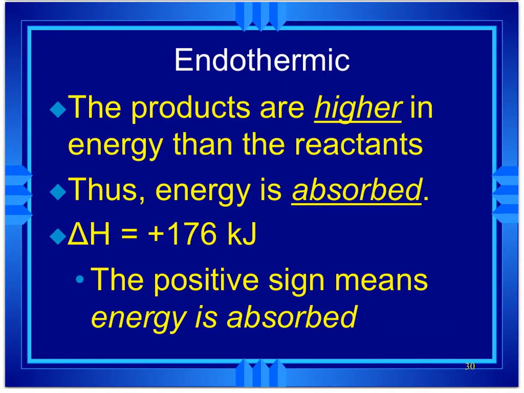As a review, for endothermic reactions, the products are higher in energy than the reactants. Energy is being absorbed. From that graph, we saw that 176 kilojoules, in fact, were being absorbed, and that the positive sign means that the energy is being absorbed.